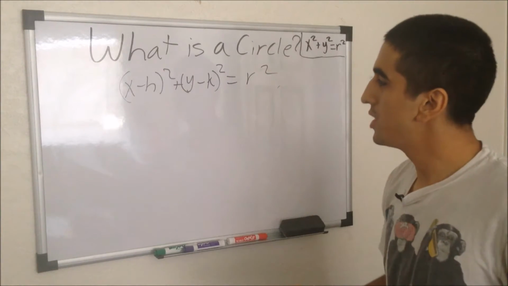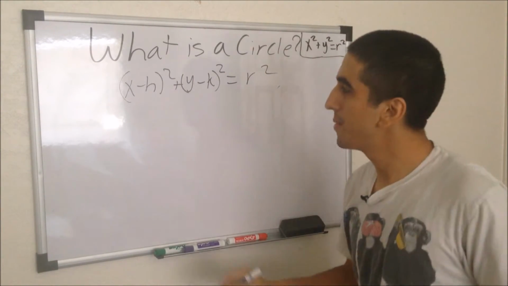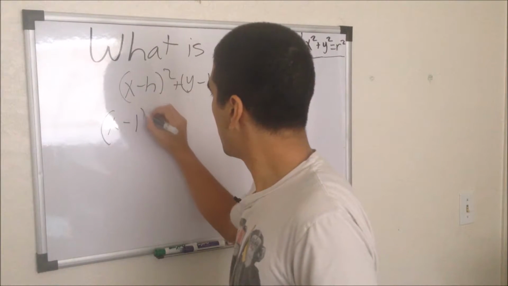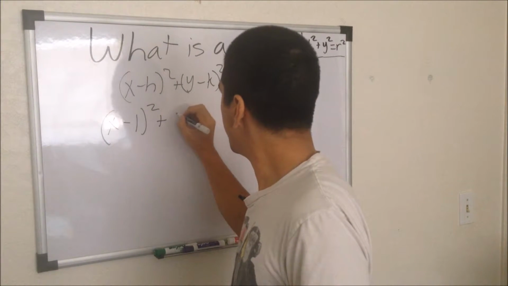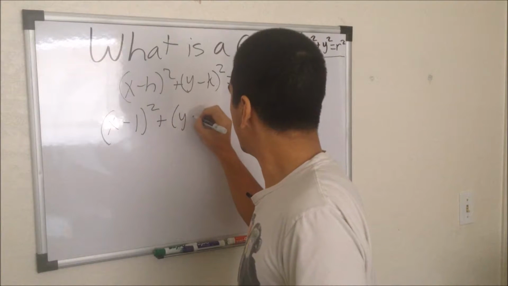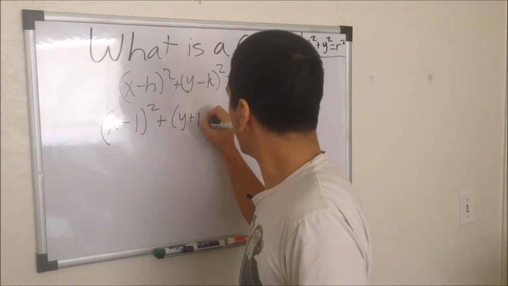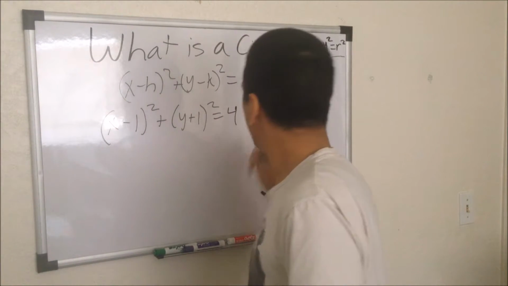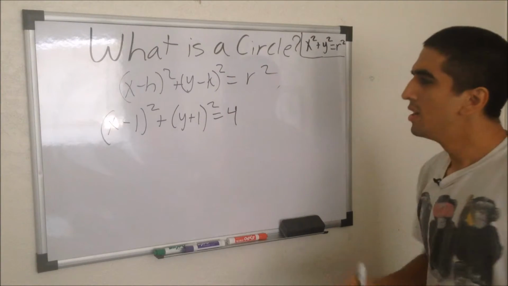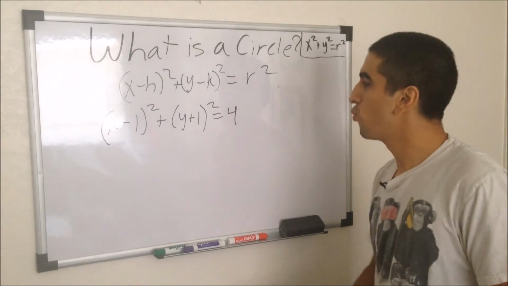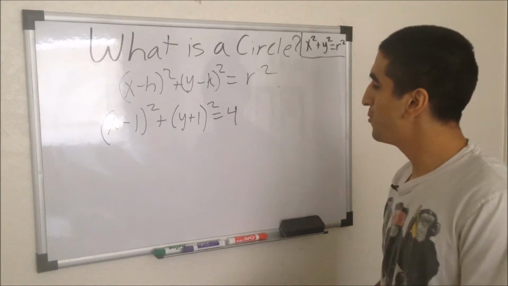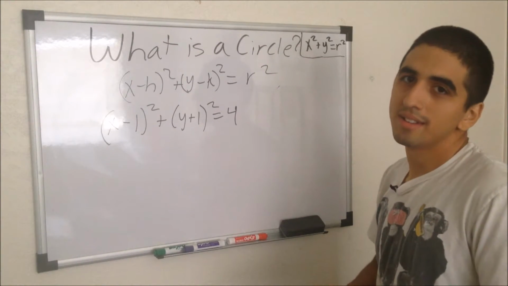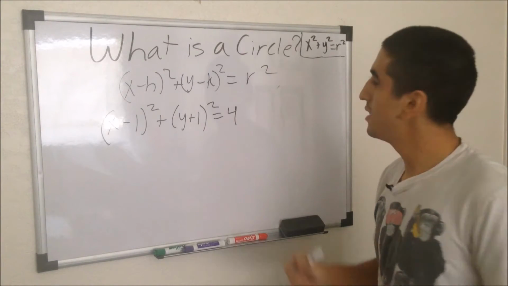So I'm going to write up an equation, and you can see if you can do it on a piece of paper or whatever. (x minus 1) squared plus (y plus 1) squared is equal to 4. So pause the video, try to do it. Okay. Had enough time.